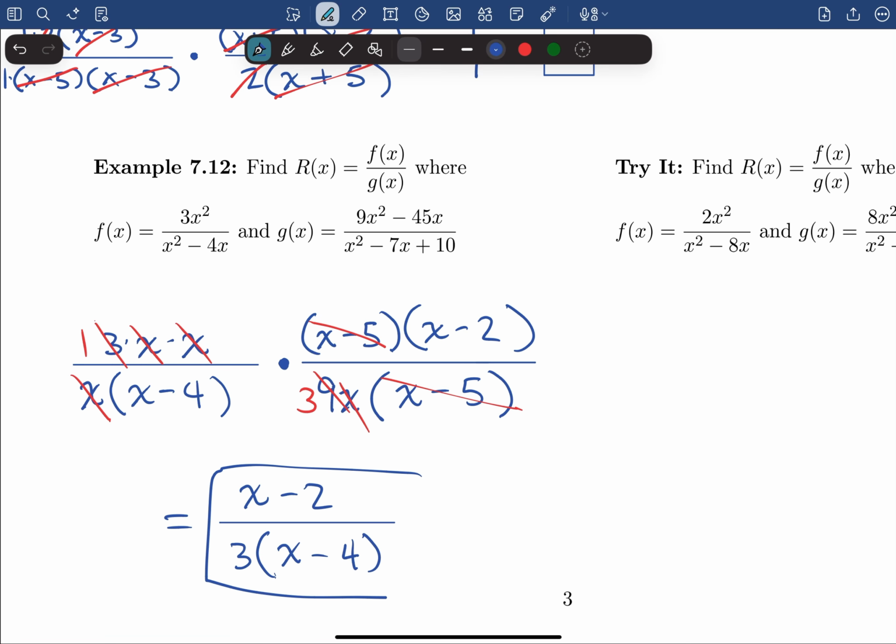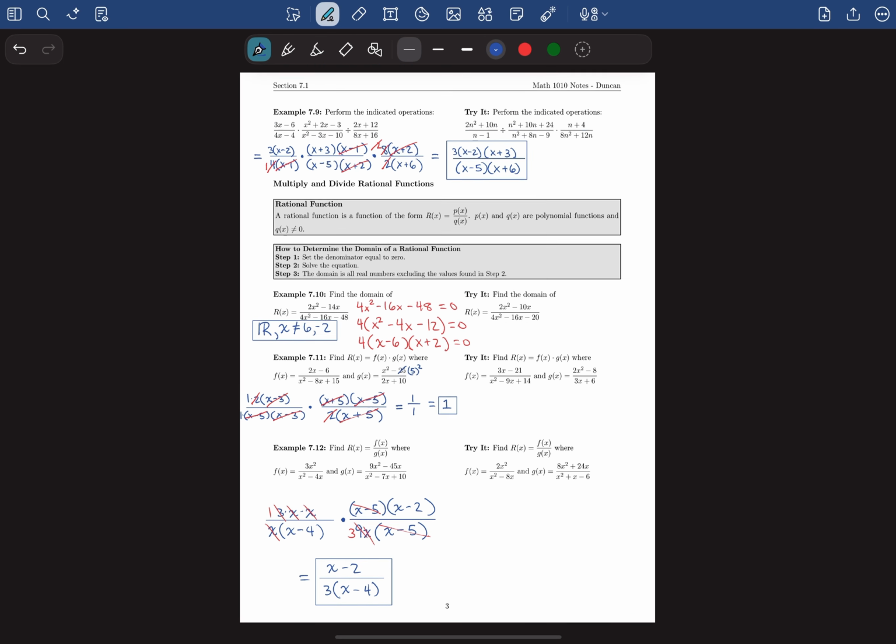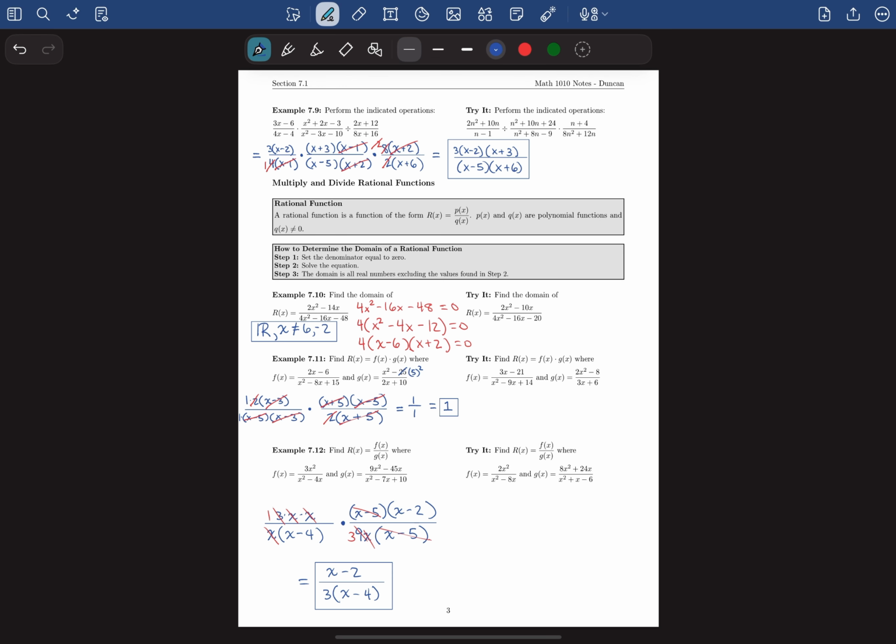I did it. So there you go. We have just practiced simplifying, multiplying, and dividing rational expressions, and then dealing with function notation, rational functions, right? Representing a function as a rational expression.